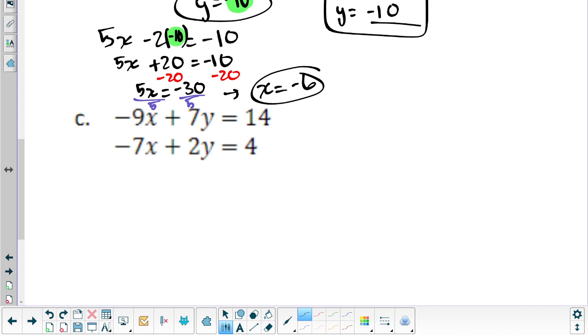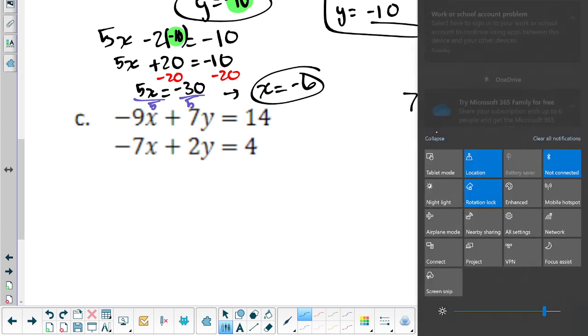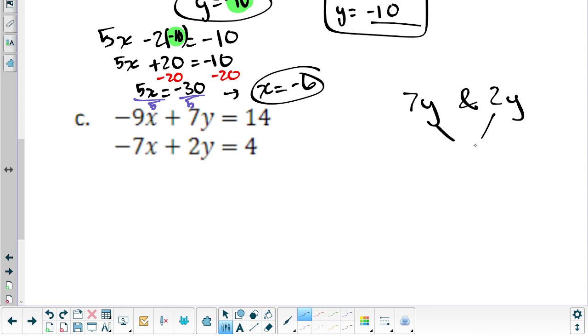The easiest way to do that is to turn 7y and 2y into their lowest common factor, the thing that both of these numbers can go into, which is very often just the numbers multiplied by themselves. So the lowest common factor between these two is 14y, okay? My goal now is to turn one of them into 14y and one of them into negative 14y. And you do that by multiplying the top equation by the bottom.